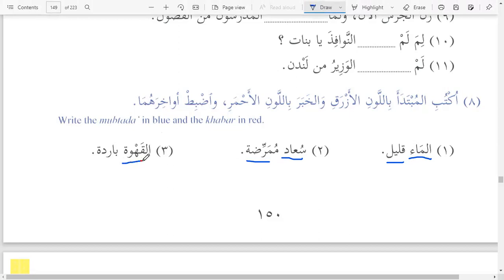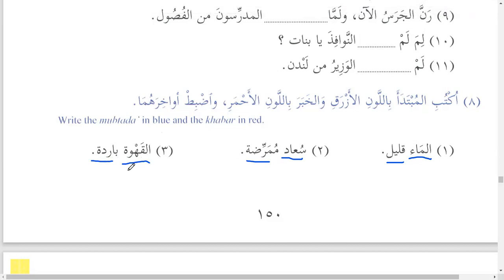القهوة باردة. Al-qahwatu baridatu. The coffee is cold. Baridatu or baridatun? باردة. Baridatun. Yes, okay, al-qahwatu baridatun. The coffee is cold.